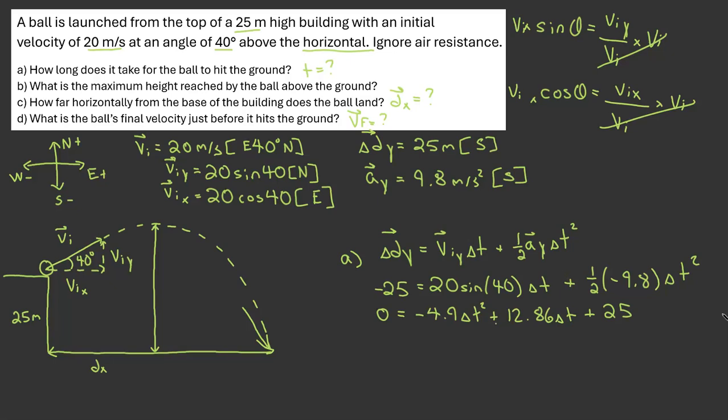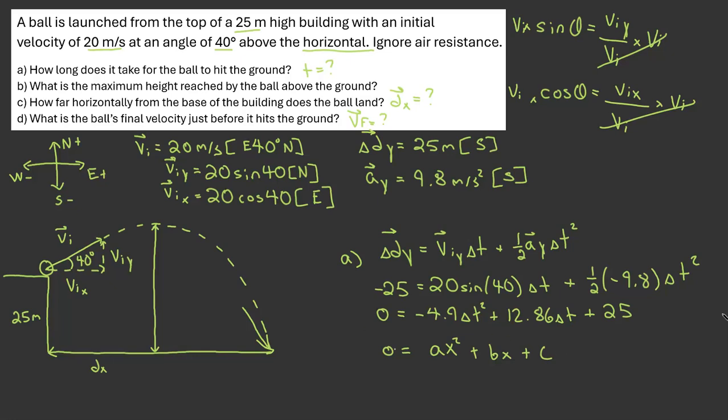All right, so now I've got some quadratic formula here. It's in standard form. Just a quick refresher, my standard form is 0 equals ax squared plus bx plus c, okay? So in this case, my negative 4.9 is my a because it's got the t squared. X is just replaced by t in this scenario. My b is 12.86 and my c is 25.